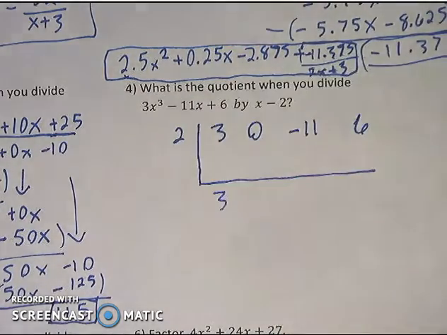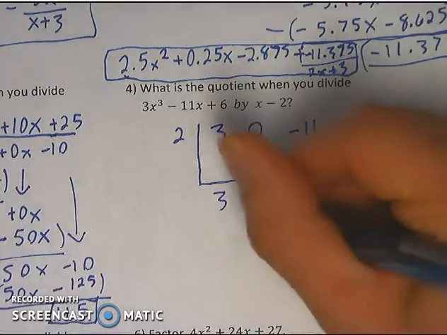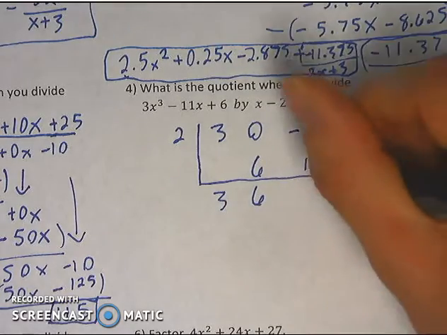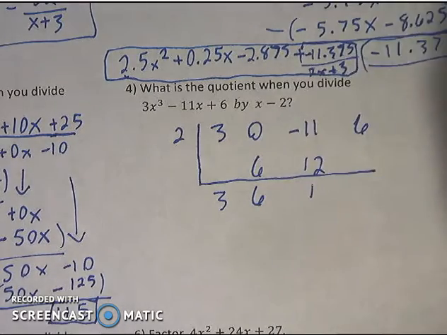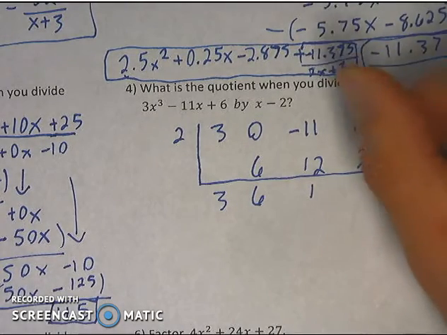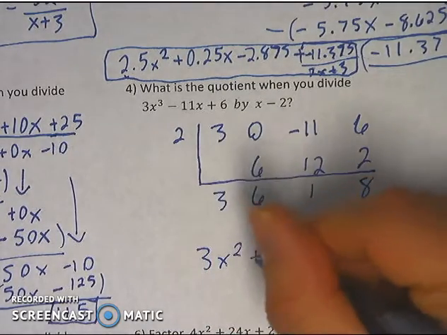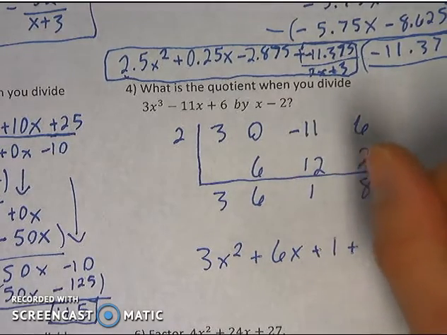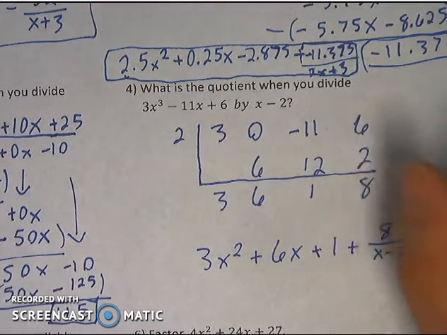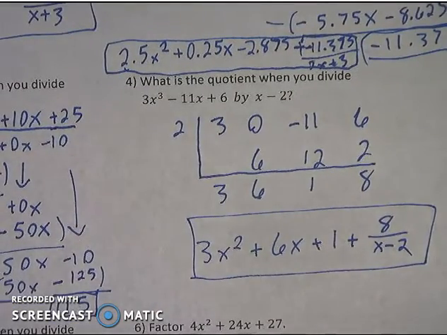Bring down the 3. 3 times 2 is 6. 0 plus 6 is 6. 6 times 2 is 12. Negative 11 plus 12 is 1. 1 times 2 is 2. 6 plus 2 is 8. So my quotient is 3x squared plus 6x plus 1 plus 8 over x minus 2. As you can see, synthetic division is quite a bit faster than long division, which is why we usually prefer it.